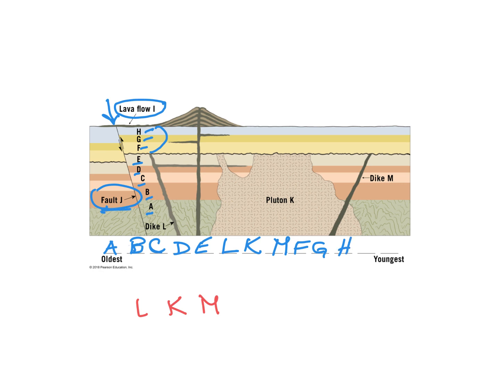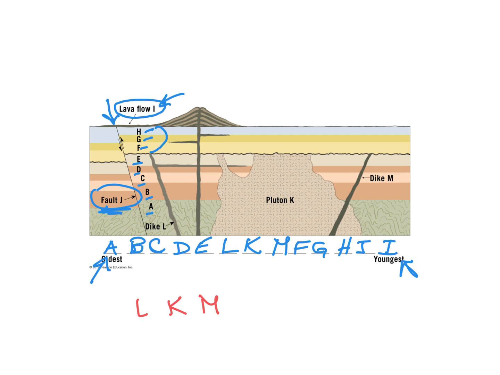Then the fault J cut through everything. So that was the next thing that happened. And then finally, this lava flow was deposited on the surface as I. So now you have determined that the oldest layer, the oldest thing that happened, was the deposition of layer A, and the youngest thing that happened was the lava flow.